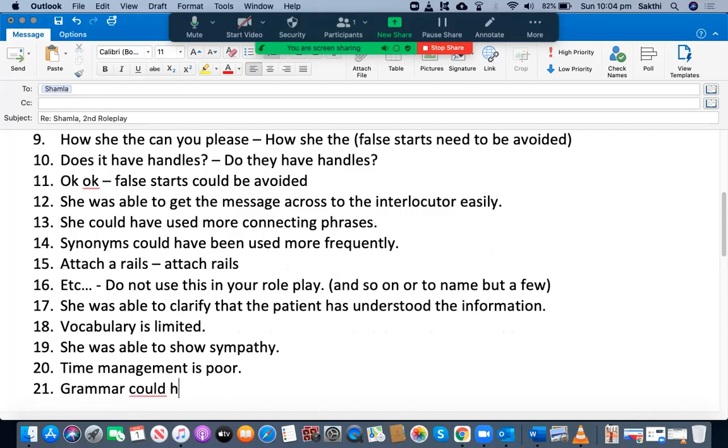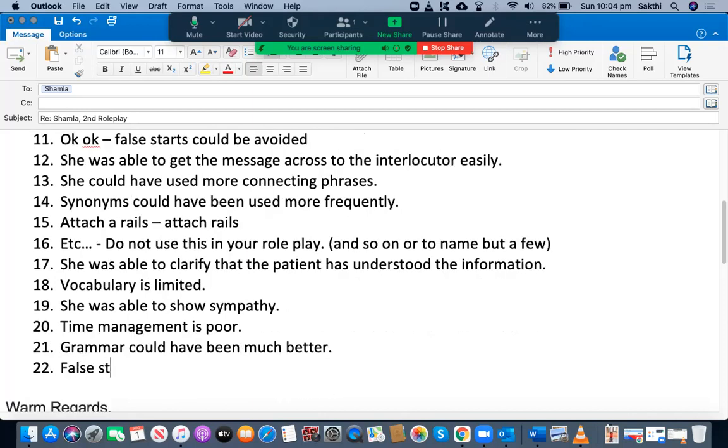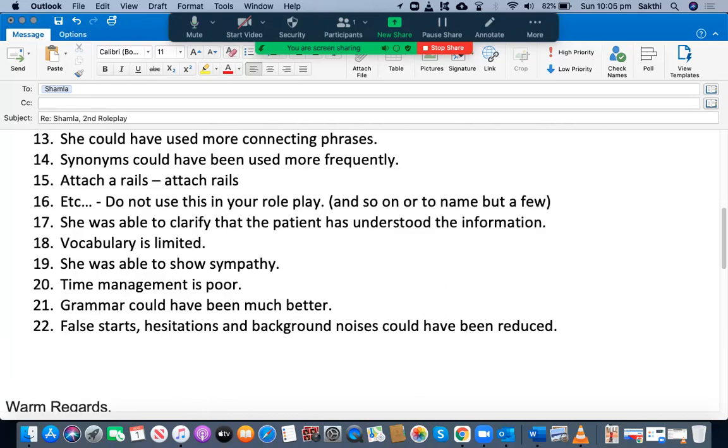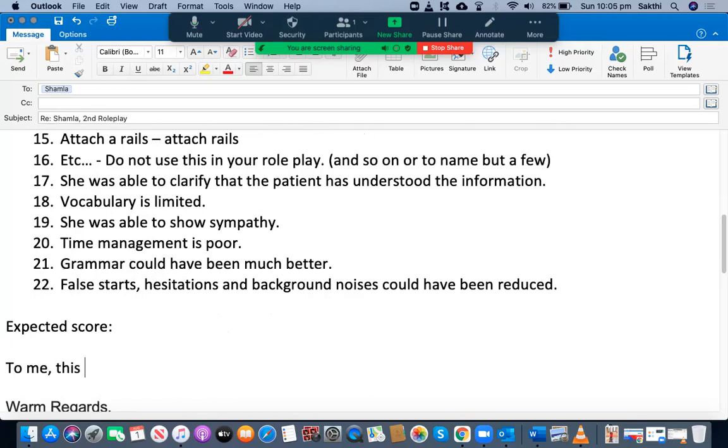Grammar could have been much better. False starts, hesitations, and background noises could have been reduced or avoided. That's the next one. But apart from that, it was a decent attempt. Let me give you the score after looking at the mistakes that she has committed.